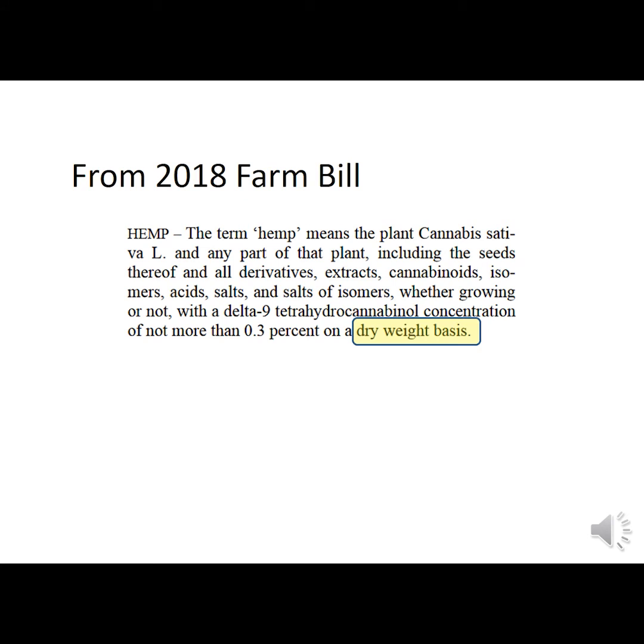When we analyze plants, one other thing I'd like to point out is that we present our results in terms of total THC concentration on a dry weight basis. We do this because that is the definition in the 2018 Farm Bill, that the THC concentration has to be 0.3% or less on a dry weight basis.